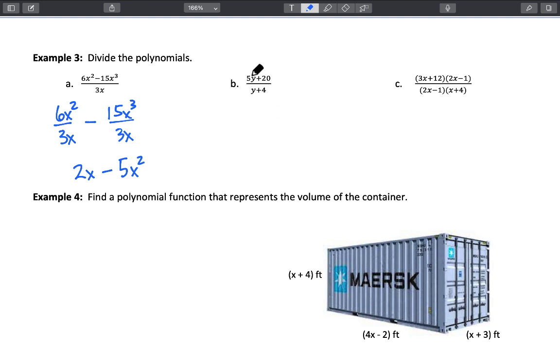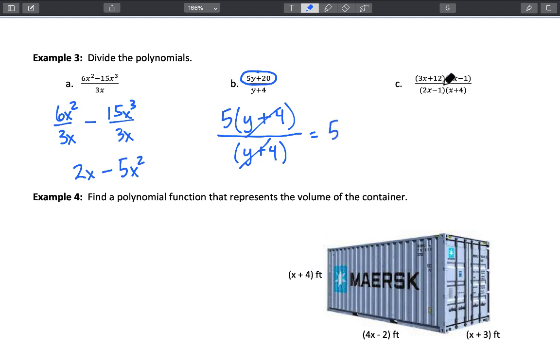We got B, which says 5y plus 20 divided by y plus 4. Well, it doesn't look like we can really divide anything out there. However, I am going to factor out a GCF of that numerator. I can divide a 5 out of the 5y plus 20. And that leaves me with 5 times the polynomial y plus 4. And then I'm going to divide that by that same y plus 4. Well, what happens when we have the same thing in the numerator as we do in the denominator? They reduce to 1. And so what I'm left with is just 5.